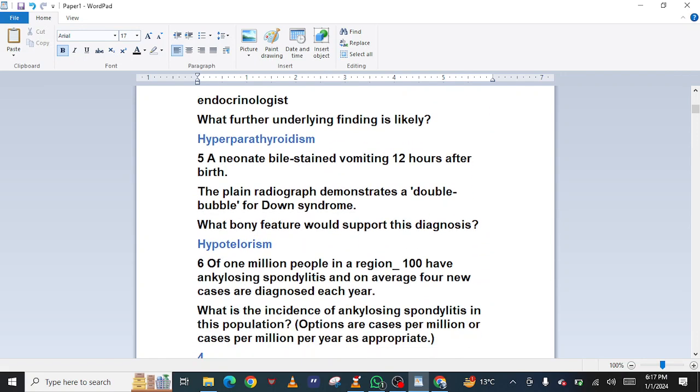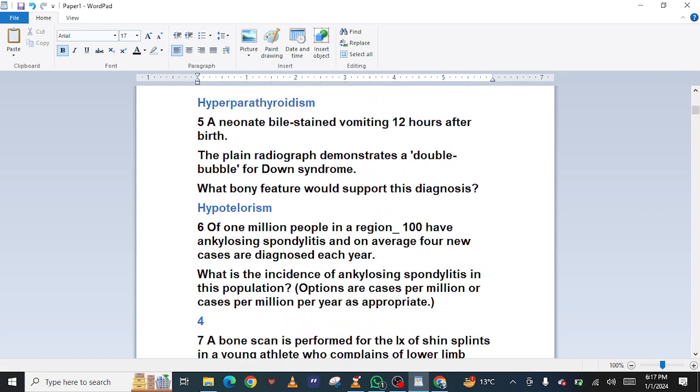What further underlying finding is likely? Hyperparathyroidism. 5. A neonate, bile-stained vomiting 12 hours after birth. The plain radiograph demonstrates a double bubble for Down syndrome. What bony feature would support this diagnosis?